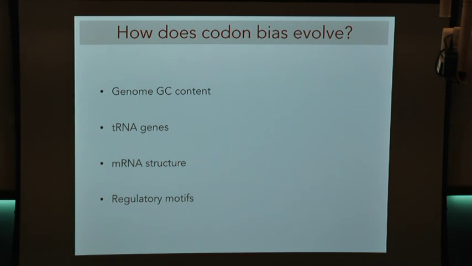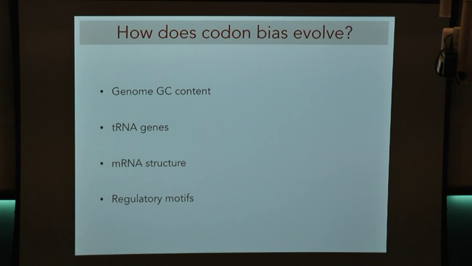So typically, GC-rich bacteria will tend to use GC-rich codons. That seems to be straightforward. And so the idea is selection on genome GC content strong enough to give rise to the kinds of biases we see in codon use? tRNA genes are thought to co-evolve with codon bias.